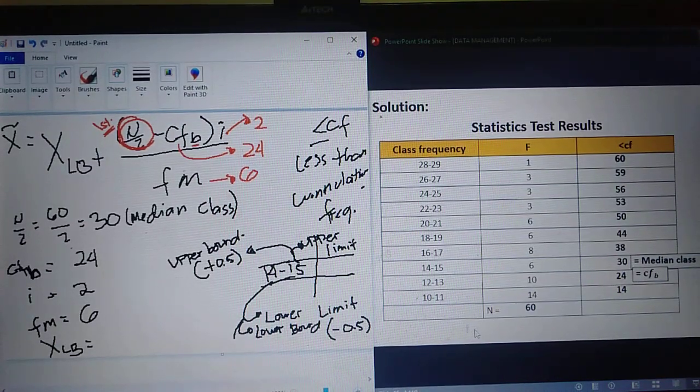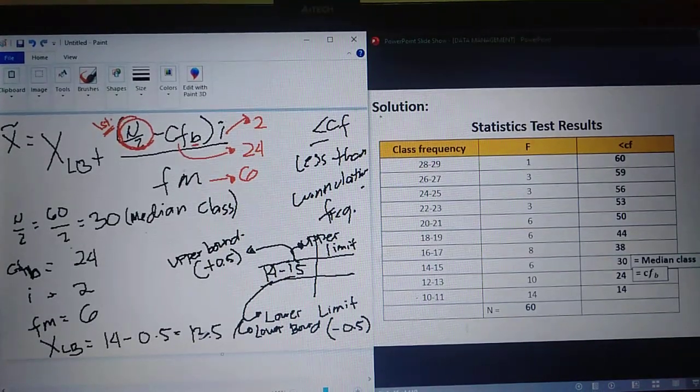Huwag kayong papalito doon. So since 14, ano ang classes natin ng median class? 14 to 15. So anong lower boundary niya? So we have 14. Okay, 14 yung lower limit. So 14 minus 0.5, which is 13.5. Ayan. So nahimay-himay na natin.